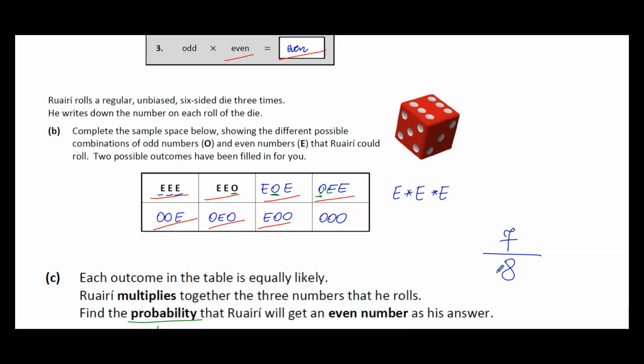Now, with probability, we always put that in the calculator to find out, can we simplify it further? However, 7 over 8 cannot be simplified. That's the simplest form it is.